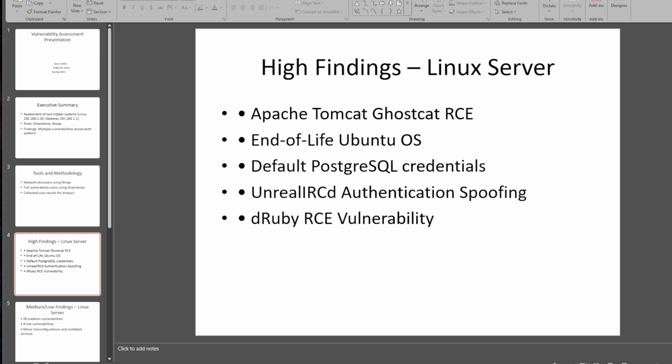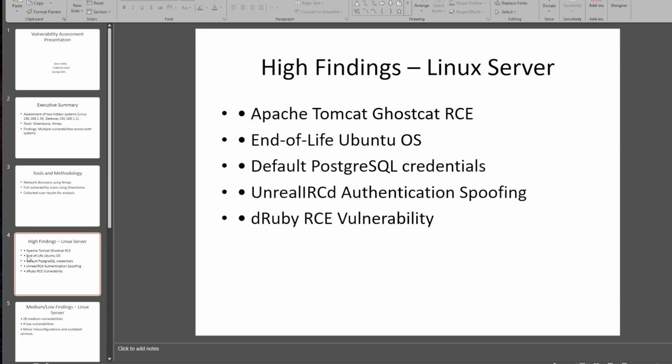We also had an UnrealIRCd authentication spoofing vulnerability, and we also had a Ruby dRuby remote code execution vulnerability. These vulnerabilities can allow attackers to gain remote control, execute malicious code, or escalate privileges on this server. Immediate remediation is necessary for these findings as well.